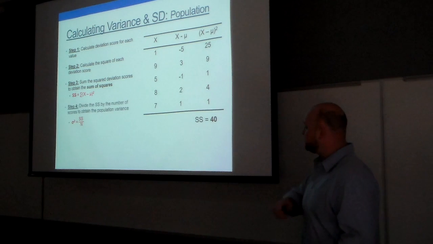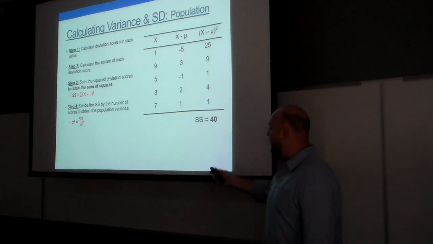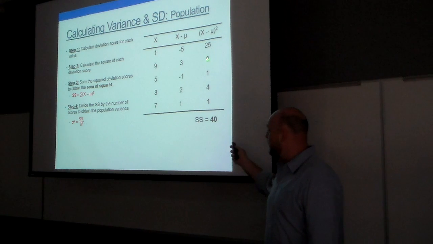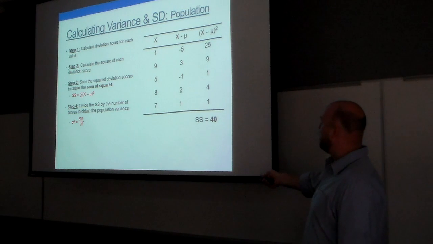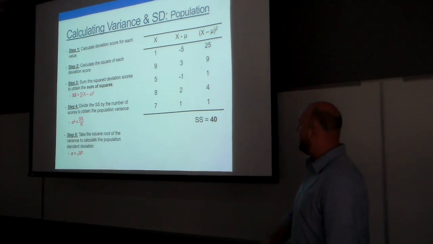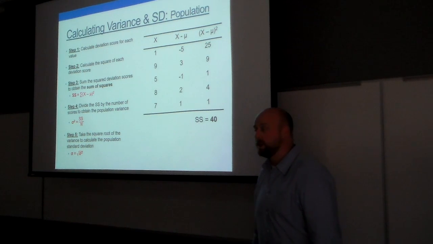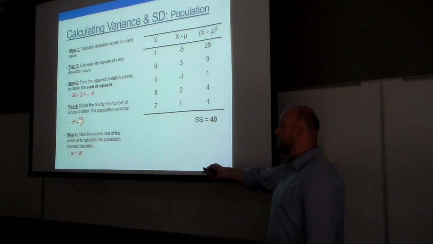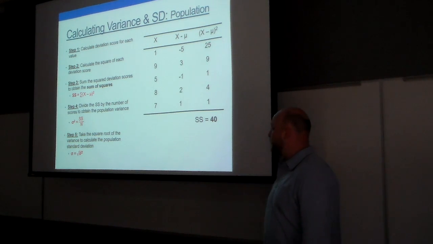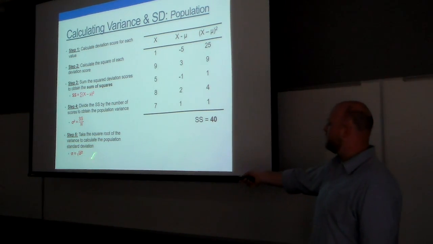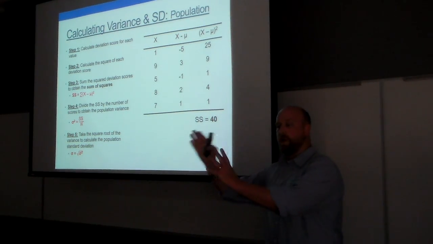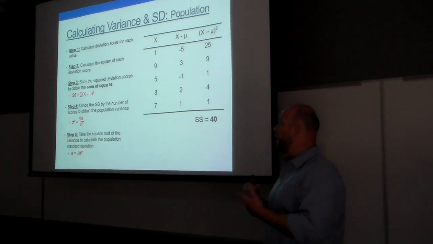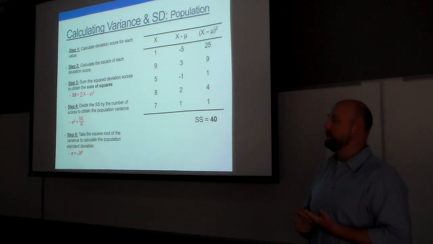Okay, so we add those up, and then step 4, we're going to divide our sum of squares by the number of scores in our population to get our population variance. So we take our sum of squares, 40, and divide it by 5. This is going to give us our variance, population variance, indicated by sigma squared here. And then we take the square root of our variance to calculate the population standard deviation, and we get that. Okay. People see conceptually how we're walking through and calculating our sum of squares, our variance, and our standard deviation.